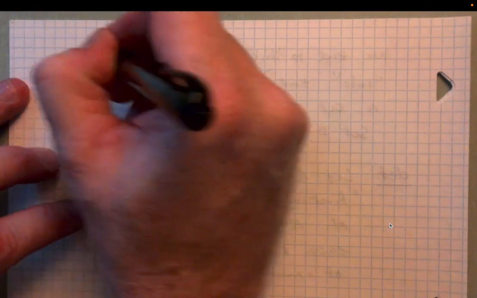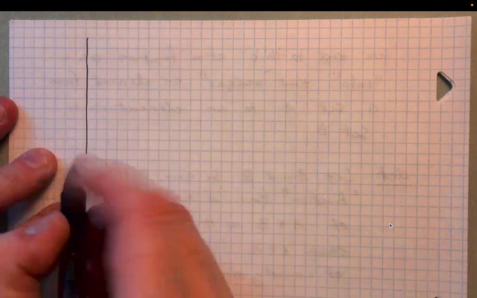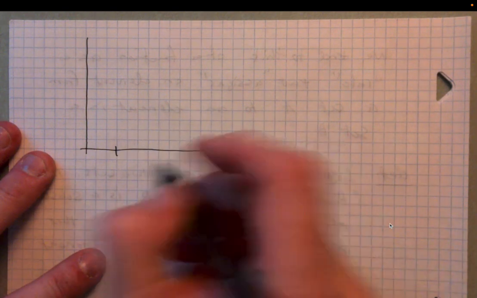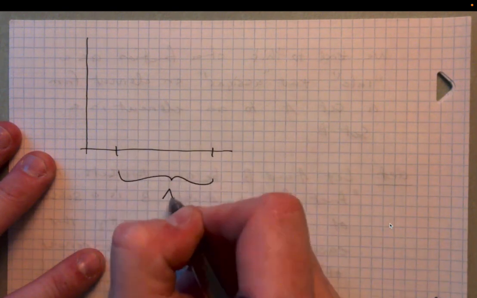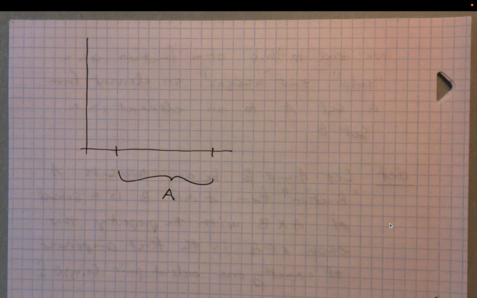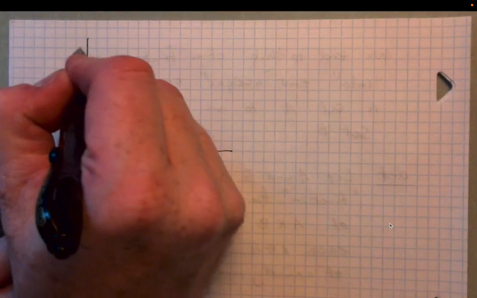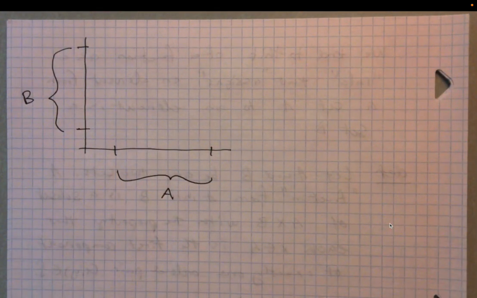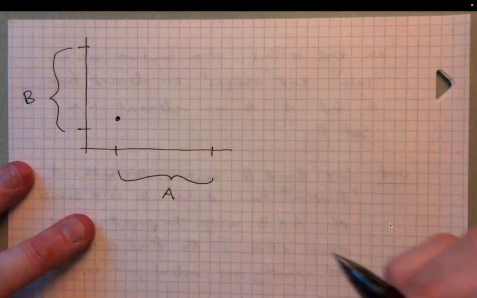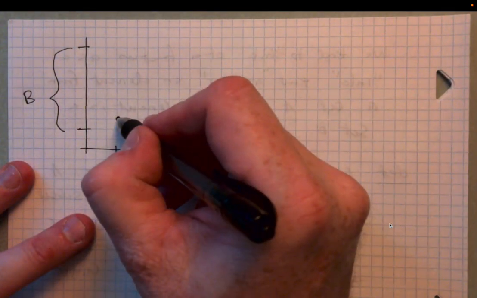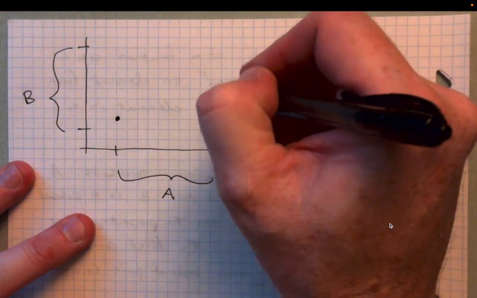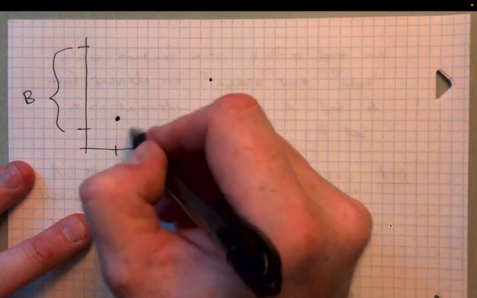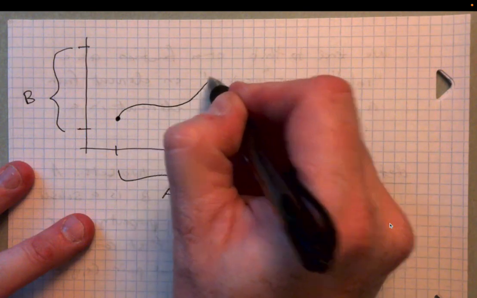All right, so let's draw a little picture here. Okay, so let's say I've got my set A, which would be like this interval here, for example. And then let's say I've got my set B, which would be this interval. Okay, and then let's say that my function starts here, and let's say it ends over here. So it kind of does whatever it does in between those two points.